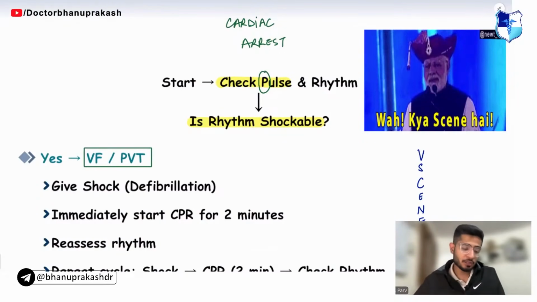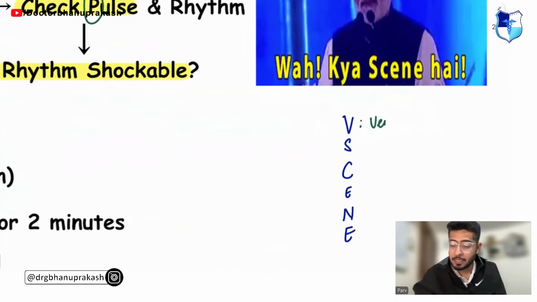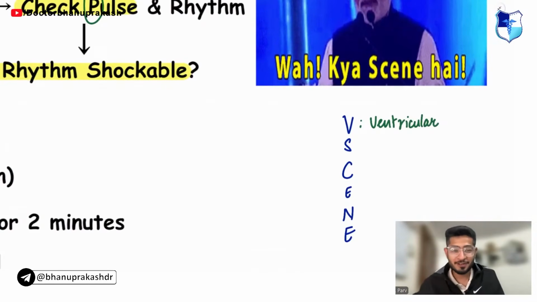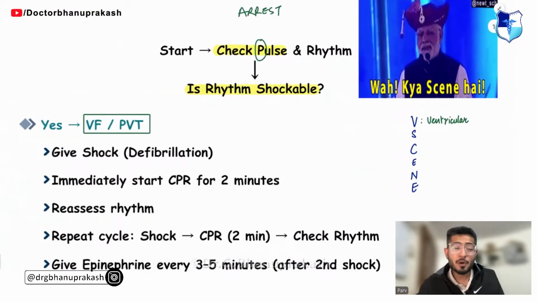So either it is ventricular fibrillation or it is going to be ventricular tachycardia. Understood? Ventricular fibrillation, ventricular tachycardia. Anything for that matter is going to start from V, and V is going to be ventricular. So what is the sequence? Now what will you do?